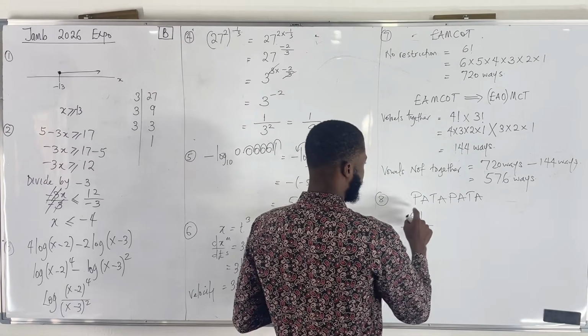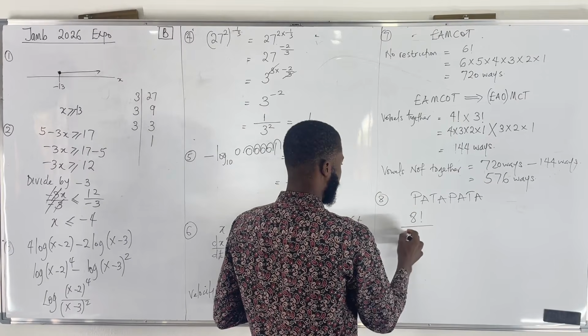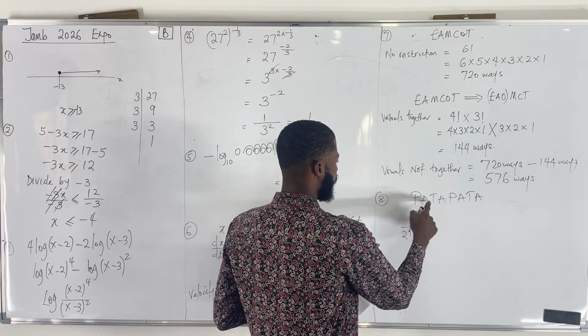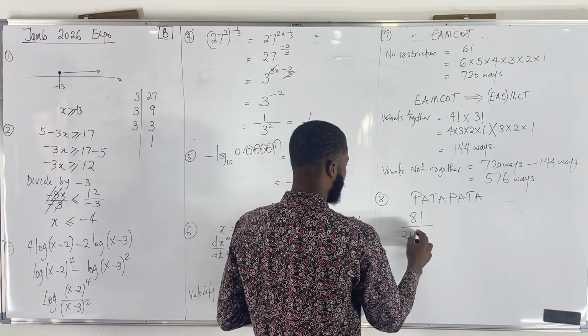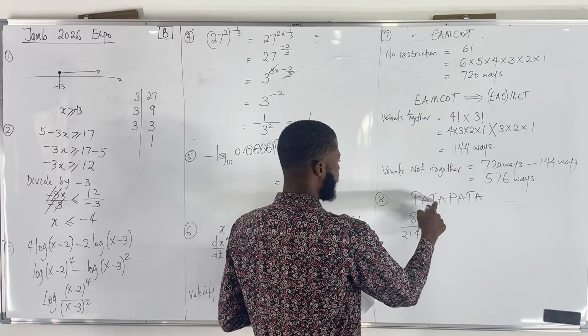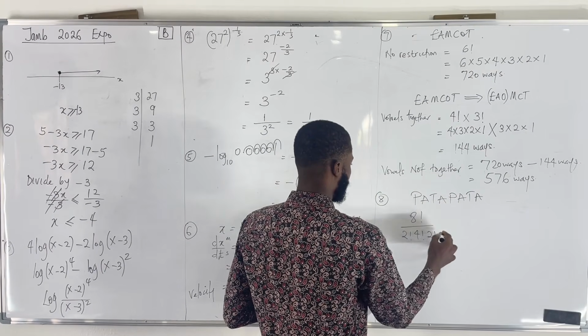So let's look at our P. P is 1, 2, that's 2 factorial. A is 1, 2, 3, 4, that's 4 factorial. T, 1, 2, 2 factorial.